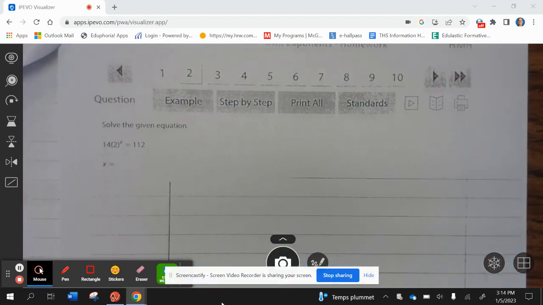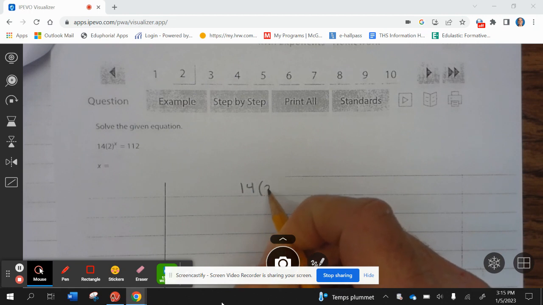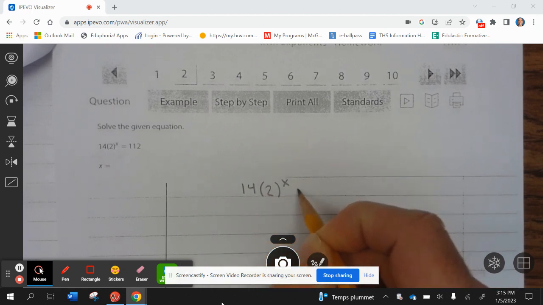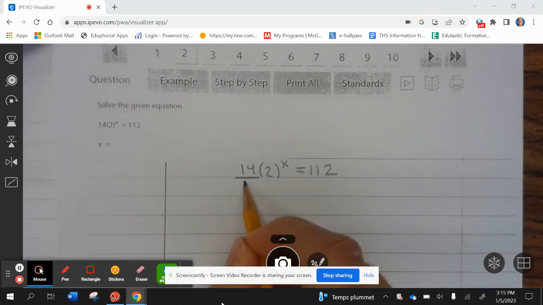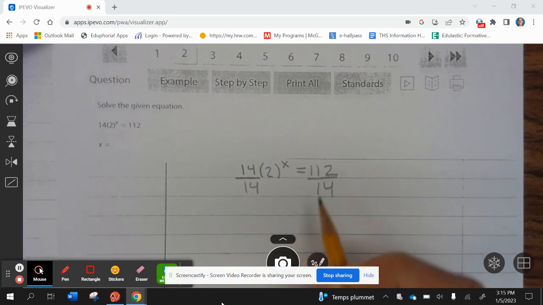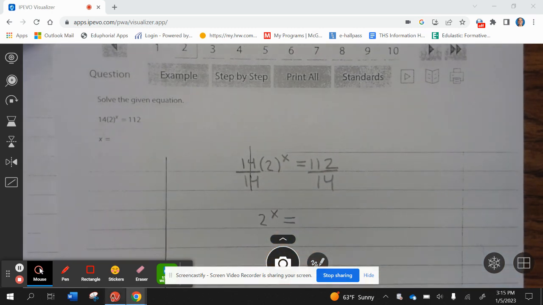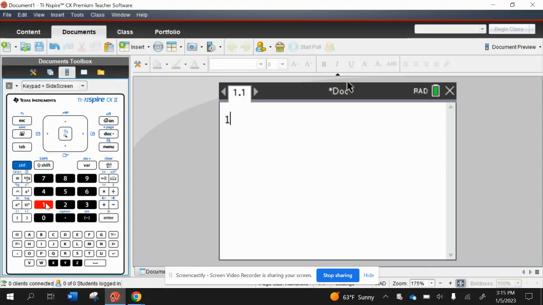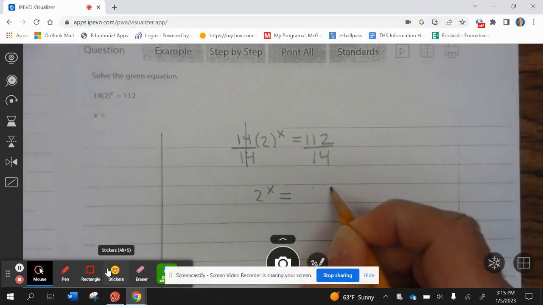All right, solve the given equation. Okay, so we have 14 times 2 to the x equals 112. First step is we're going to divide both sides by 14. 14 divided by 14 is 1. So then you get 2 to the x equals, let's go ahead and use our calculator, 112 divided by 14 is 8. Okay, so you have 2 to the x equals 8.